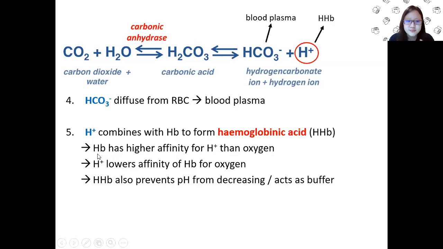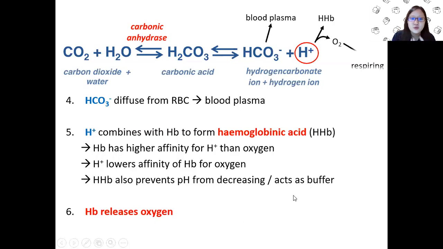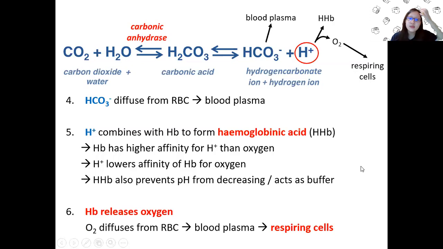Now, back to that point about hemoglobin having a higher affinity for hydrogen. If it does have a higher affinity for hydrogen, this means that hemoglobin will bind H and not bind oxygen. So hemoglobin releases that oxygen, and this oxygen obviously diffuses into the blood plasma and then diffuses out of the capillaries and gets supplied to the respiring cells. So yeah, that's what happens to the dissociated carbonic acid right here.